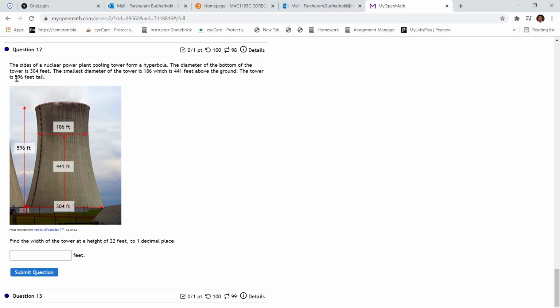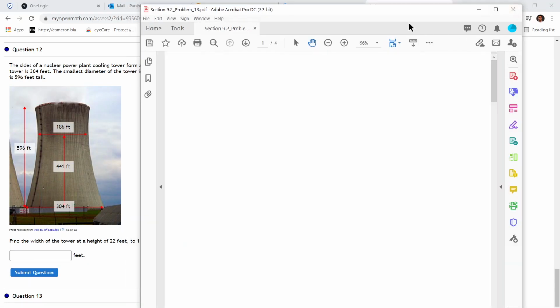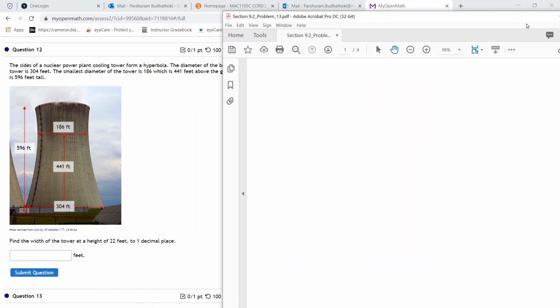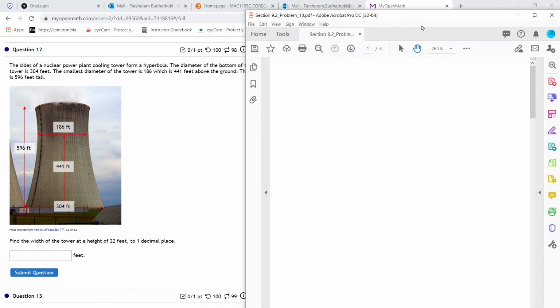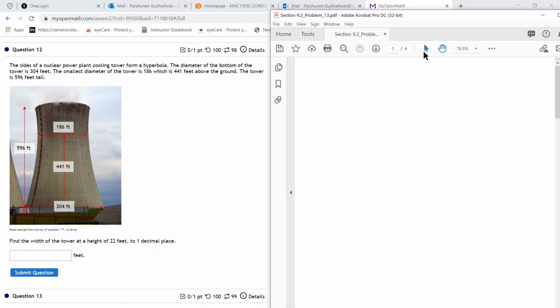The tower is 596 feet tall. Find the width of the tower at a height of 22 feet to one decimal place. To do this problem, first of all, you have to know the standard equation for a hyperbola. So let me just do it here.